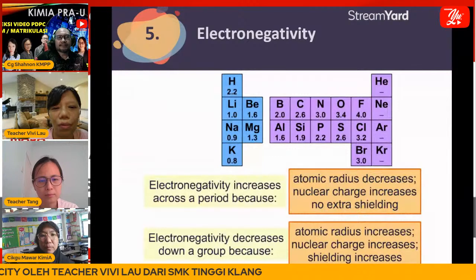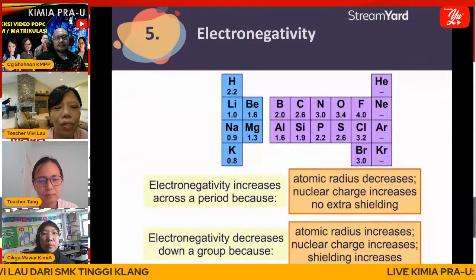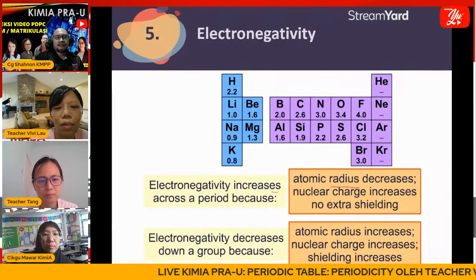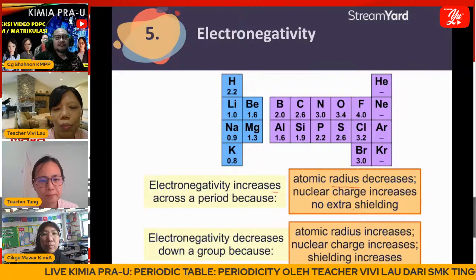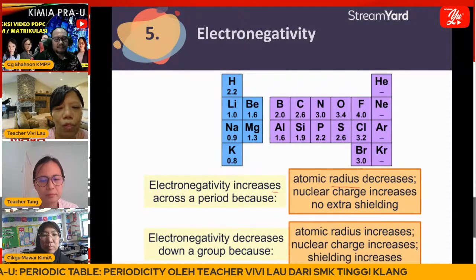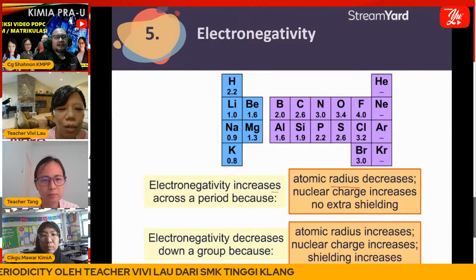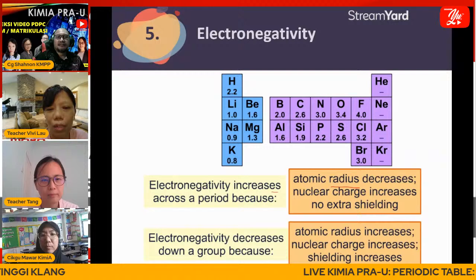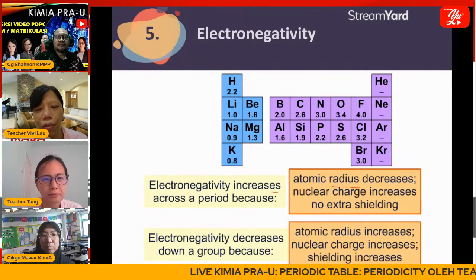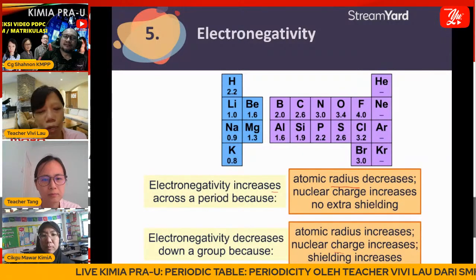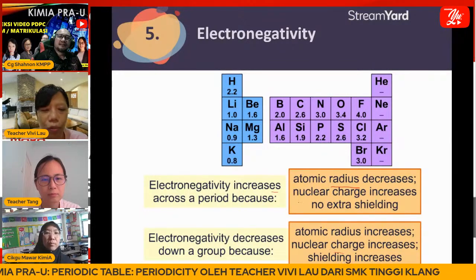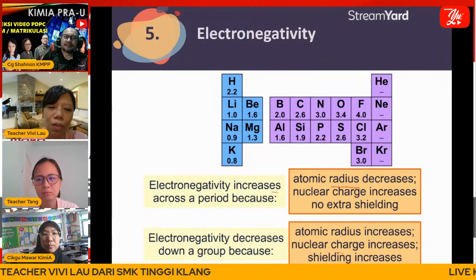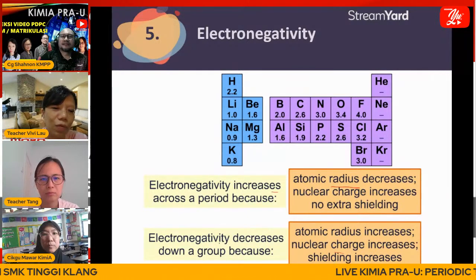So here is the Pauling scale. Across a period, electronegativity increases because atomic size decreases, nuclear charge increases, and because same period, the number of inner shell of electron are the same, so no extra shielding effect. Then electronegativity decreases down the group because atomic size increases, nuclear charge increases, then shielding effect increases because the element below each one will have extra shell of electron. So effective nuclear charge decreases, so electronegativity decreases.